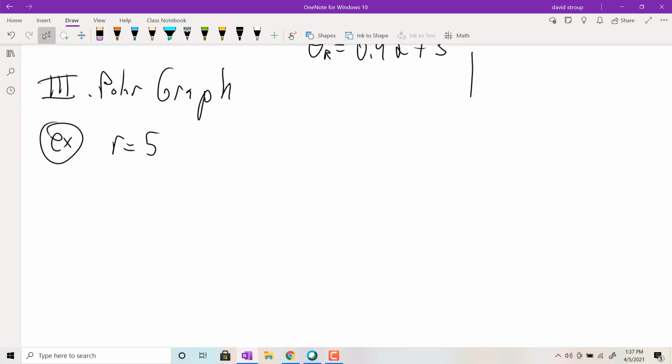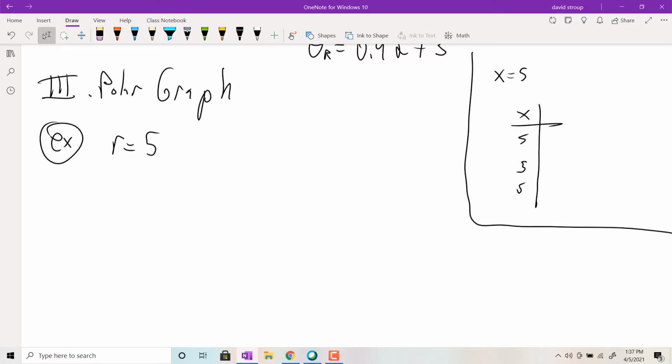So think about back in pre-algebra or stuff like that, where you had equations like x is 5. What would that mean? That would mean basically x is always 5, and then y can be anything. Right? So in the end picture, you have 5, comma 1, 5, comma 2, 5, comma 3. It's just a vertical line. So x has to be 5 and y can vary. And it's the same idea here.